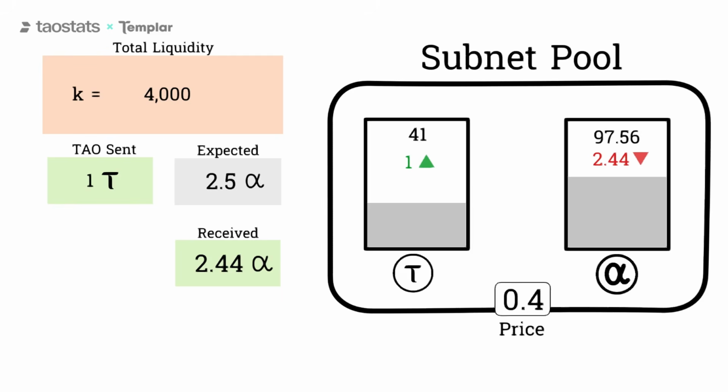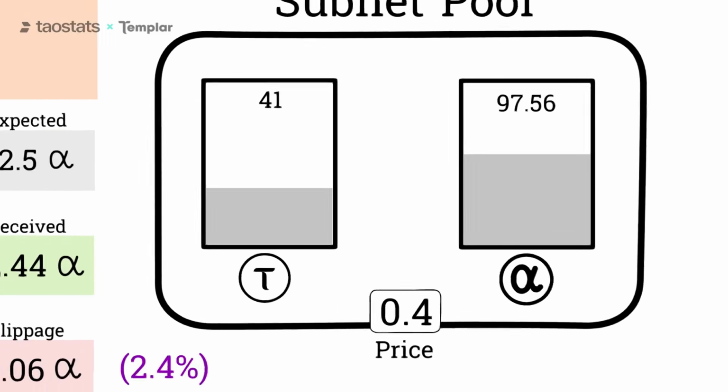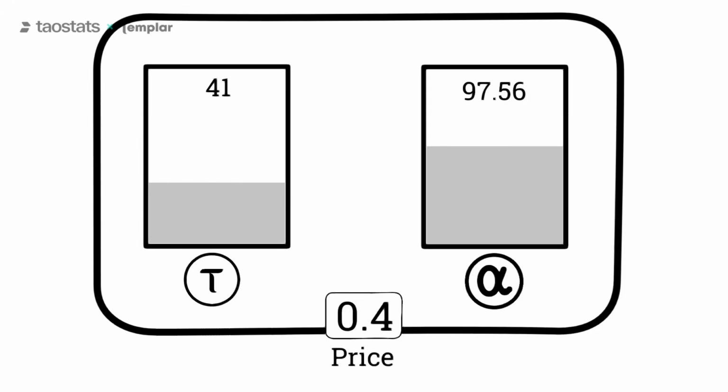Slippage is the difference between the expected price and what we actually received. In this example, the slippage was 0.06 alpha, or 2.4%, pretty high. To get the new price after our transaction, remember we simply divide the number of tau by the number of alpha, so 41 divided by 97.56 is 0.42 tau per alpha.